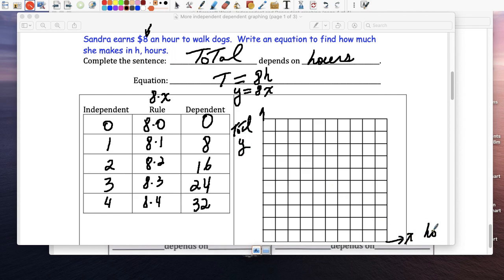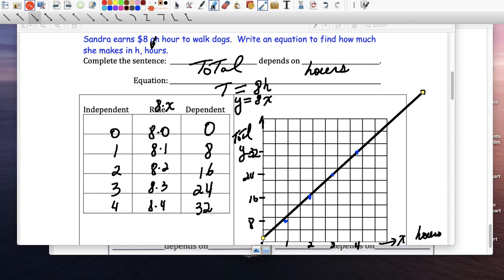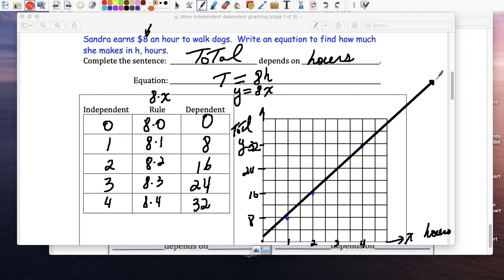X is the number of hours that she works. Here we're going to go by 1, 2, 3, and I don't have room at the bottom, so I should actually put them at the bottom. Going up and down, we're going to go by 8s. 8, 16, 24, 32. So 1 hour, $8, 2 hours, 16, 3 hours, 24, 4 hours, 32, definitely proportional. It goes through the origin, and it's a straight line. Not much to talk about there.